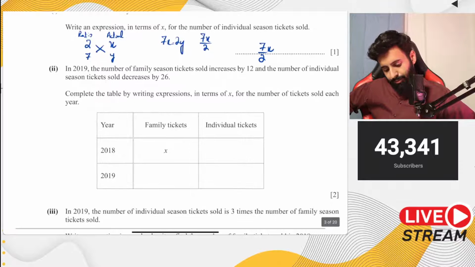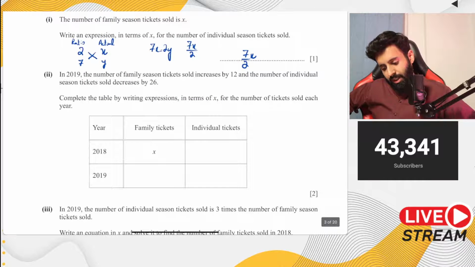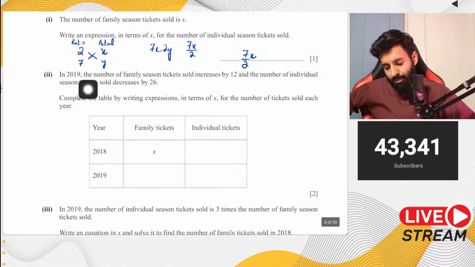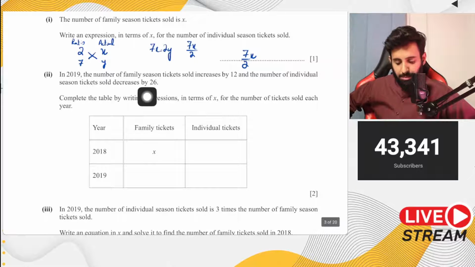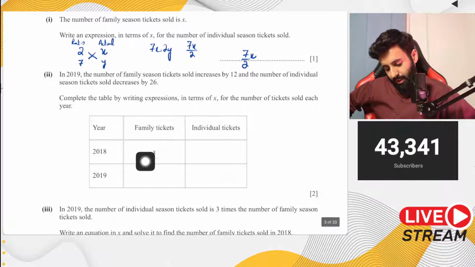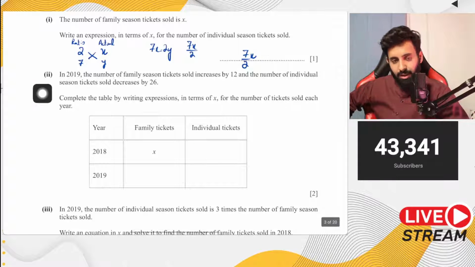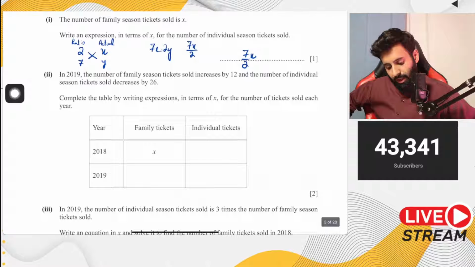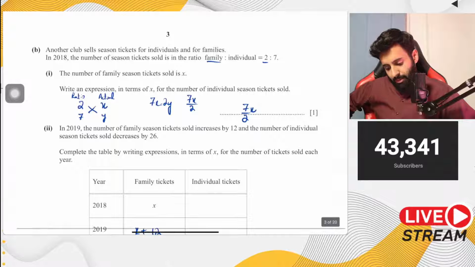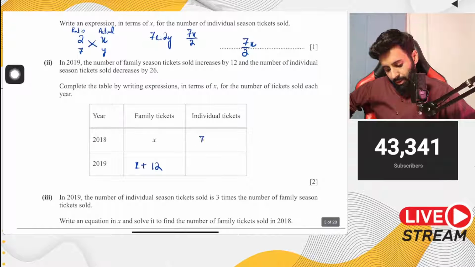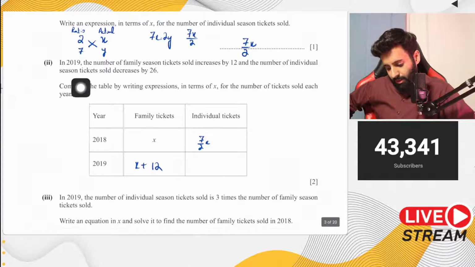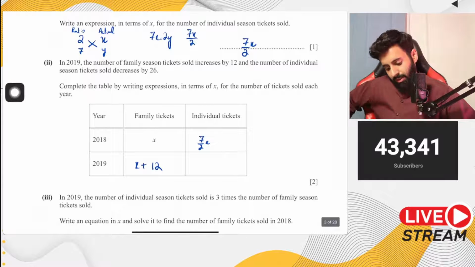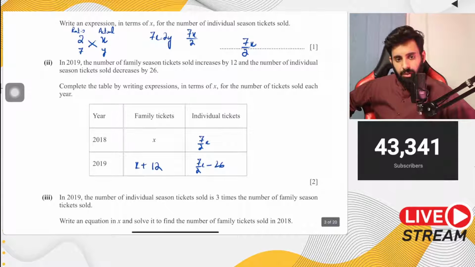Now, here it says in 2019 the number of family season tickets sold increases by 12 and the number of individual season tickets sold decreases by 26. So in 2019, the number of family season tickets sold increases by 12, so that's going to be x plus 12. In 2018, what were the number of individual tickets sold? That was 7 upon 2 x. Now, according to the question, the number of individual season tickets sold decreases by 26. So that's going to be 7 upon 2 x minus 26. Not according to me, but according to the question.